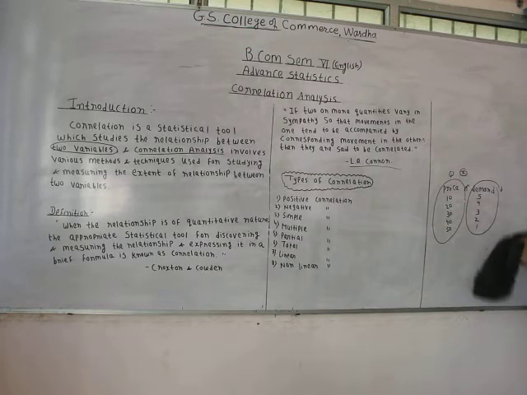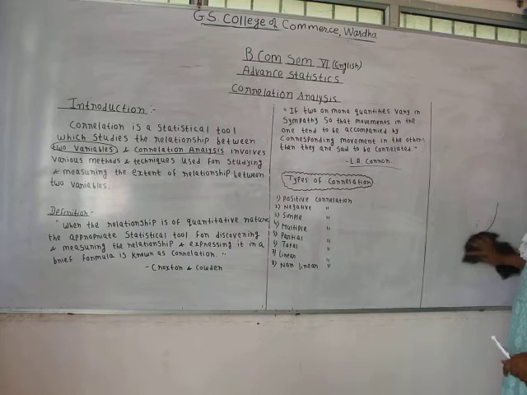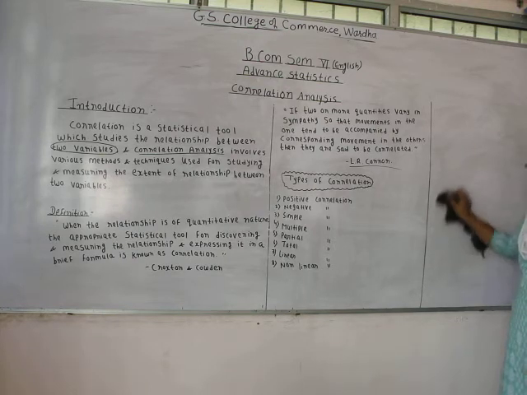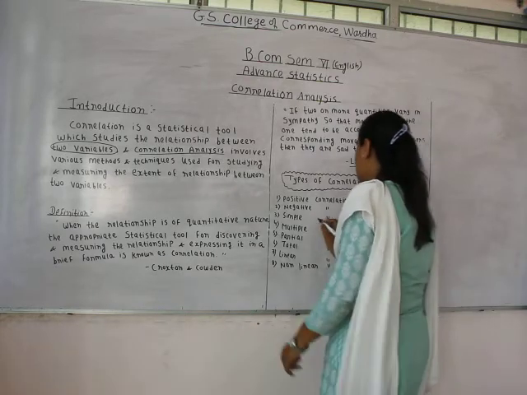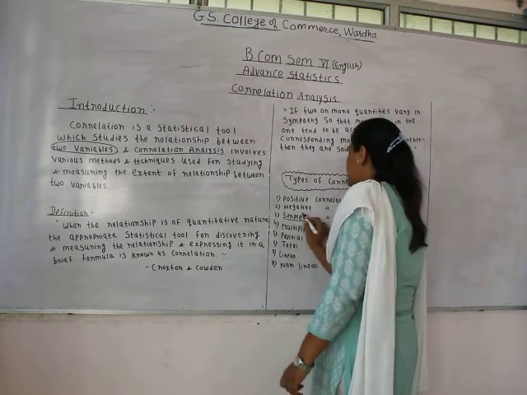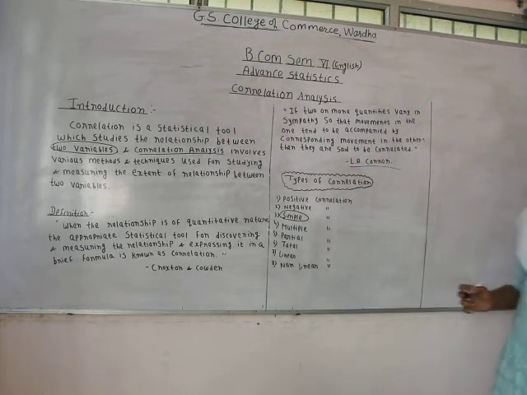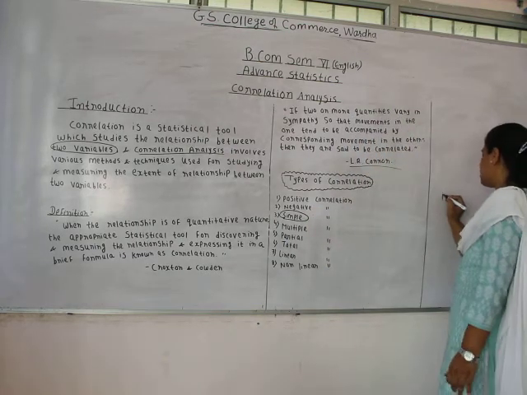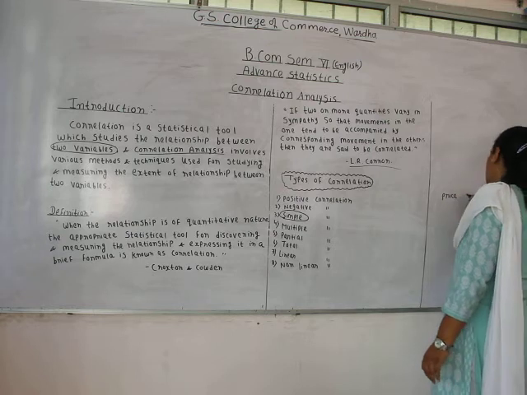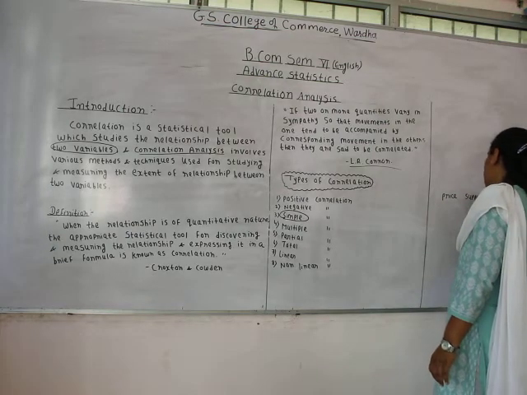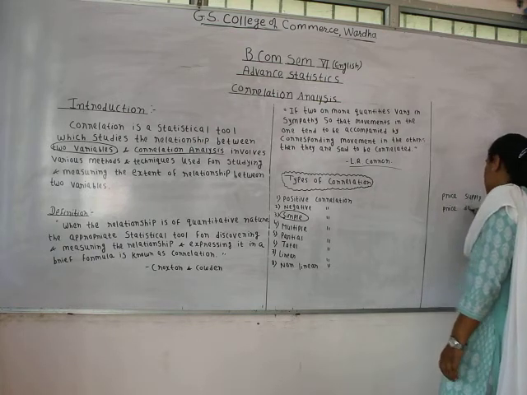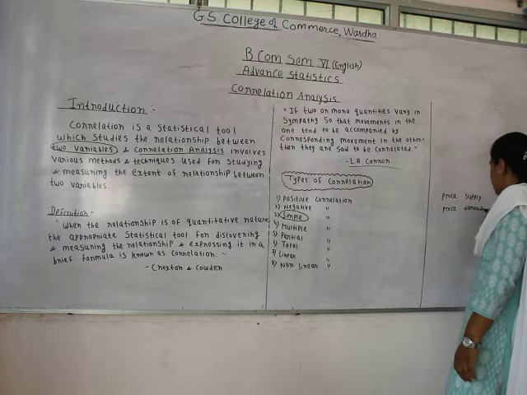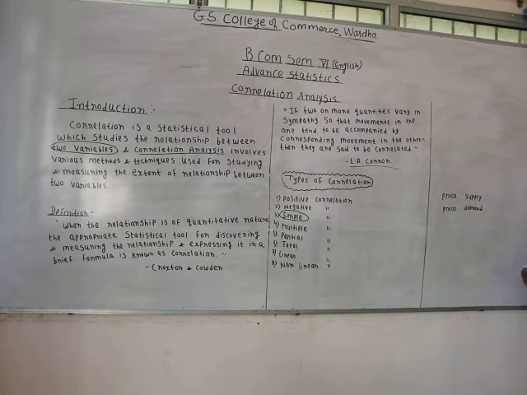The next one over here is simple correlation. What is meant by simple correlation? See, when the relationship between only two variables is being studied, it's known as simple correlation. Rightly, we have taken the example of price and supply. Then we have taken the example of price and demand. So when the relationship between only two variables is being studied, it's known as simple correlation.